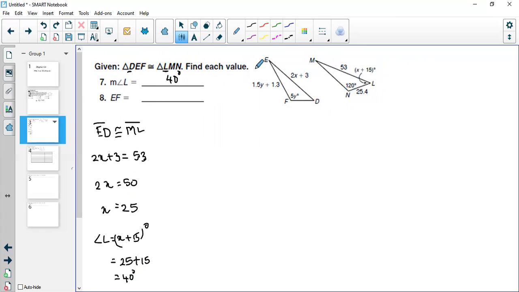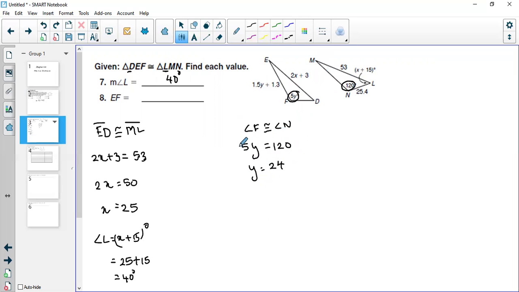Now, side EF, they want you to find side EF. To find side EF, of course, we need to solve for y first. We need to know the value of y. Similar to the previous one, they did not give us any number here. So we cannot say 1.5y plus 1.3 is equal to something, but rather they gave us the angles of F and angle of N. So we could use this. I can say angle F is congruent to angle N. So that means 5y is going to be equal to 120. Y is going to be equal to 24.